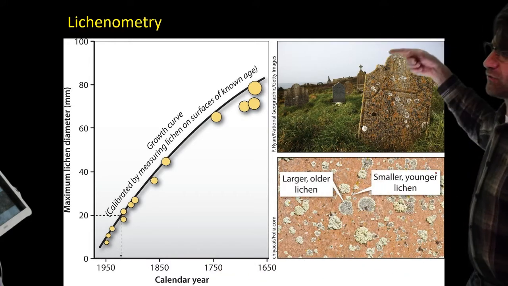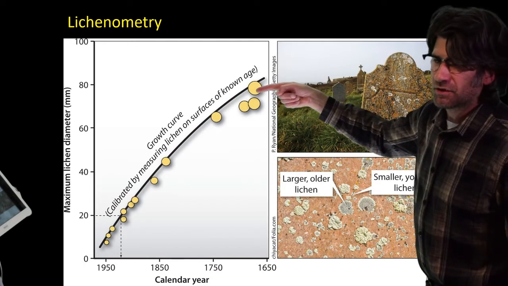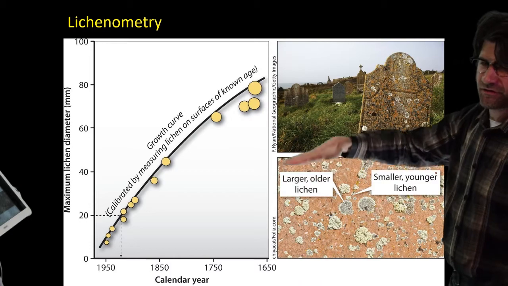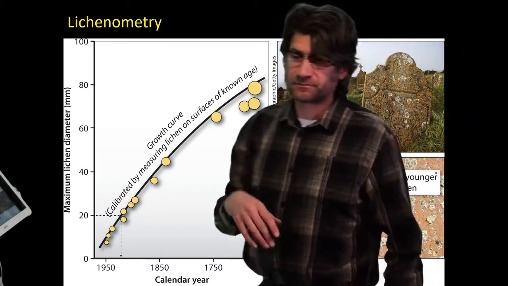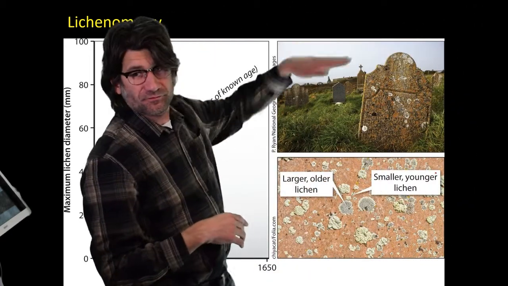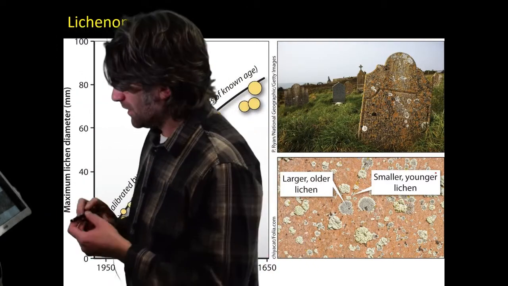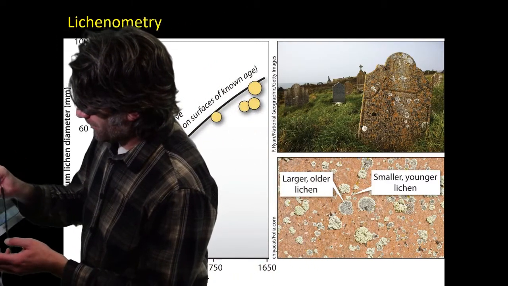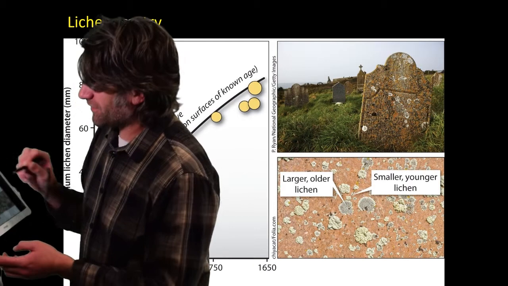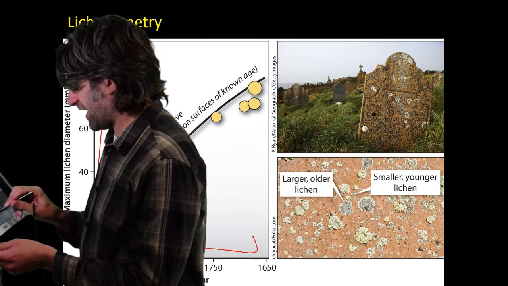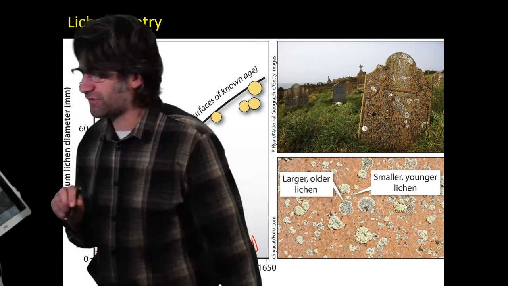And what we do is we go and we measure the size of the lichens. This y-axis here is larger and larger lichens, so if we go up on the y-axis, those are bigger lichens. And as we go to the right on the x-axis, that is greater back in time. And so we can use that.